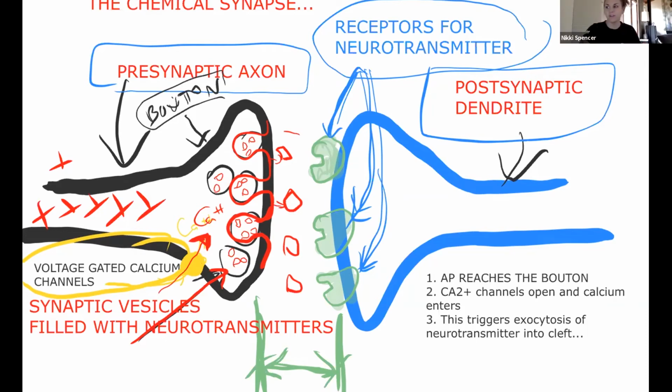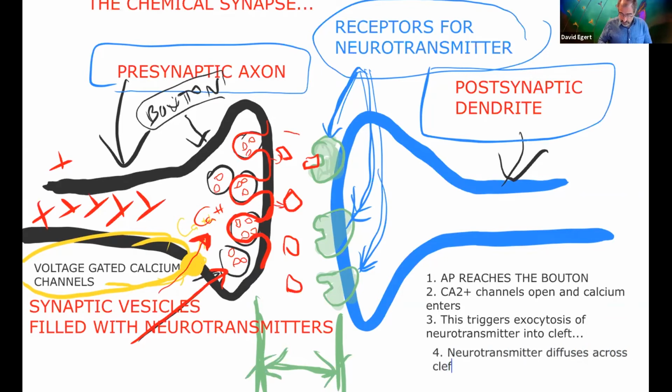It diffuses across the synaptic cleft. Exactly. And it will bind the receptors. So the next thing that happens here in part 4: neurotransmitter diffuses across the cleft and binds to receptors on the postsynaptic membrane. And what's going to happen next?